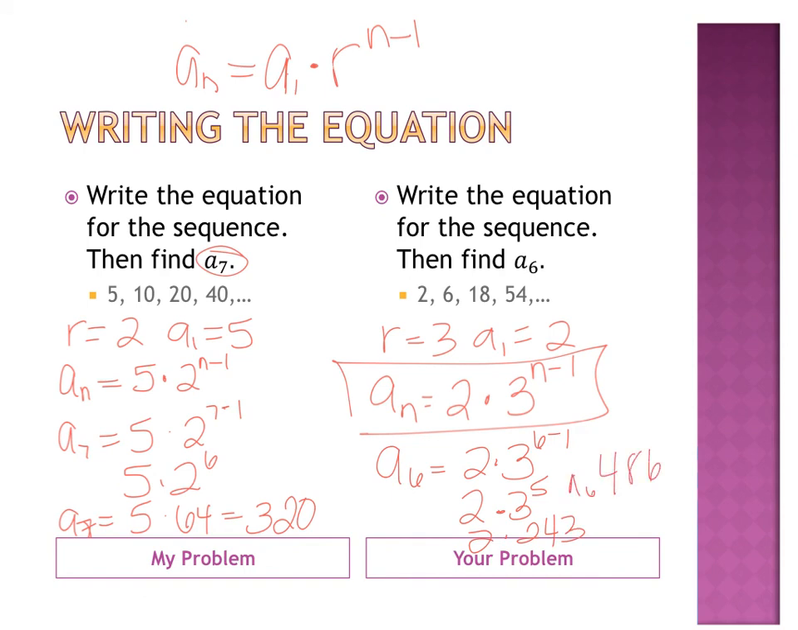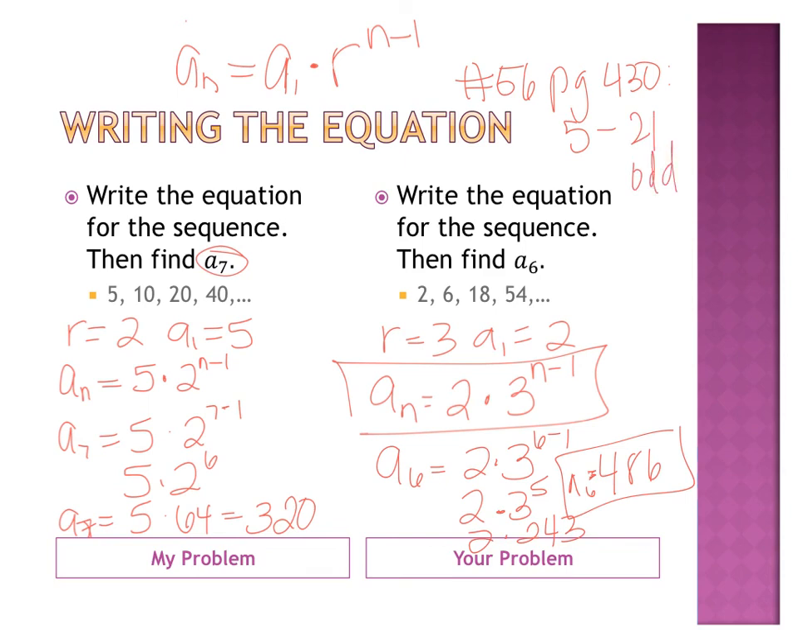486, your a6. Okay, so your homework is number 56 on page 430, 430, 5 to 21 odd. Just these two examples we did. We'll do the other ones on Thursday and Friday. Thursday, you're not going to have the whole period to do the quiz.